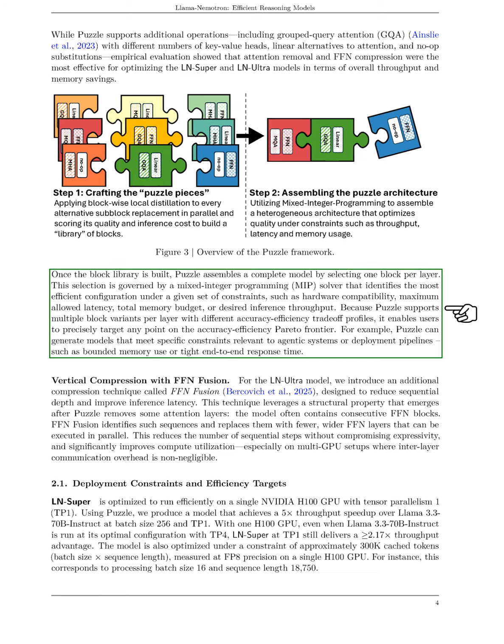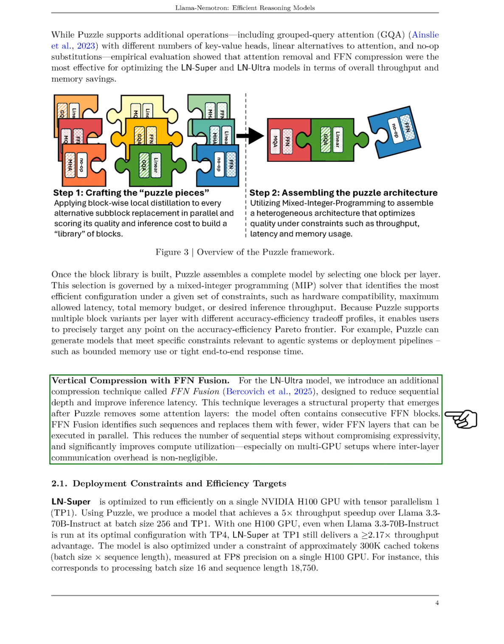Section: Vertical compression with FFN fusion. In this section, we introduce a compression technique called FFN fusion for the LN Ultra model, aimed at reducing sequential depth and enhancing inference speed. This method takes advantage of a structural feature that appears after we remove some attention layers. The model often has consecutive FFN blocks. FFN fusion detects these sequences and replaces them with fewer, wider FFN layers that can run in parallel. This approach decreases the number of sequential steps while maintaining expressiveness and significantly boosts compute efficiency, particularly in multi-GPU environments where communication between layers can slow things down.